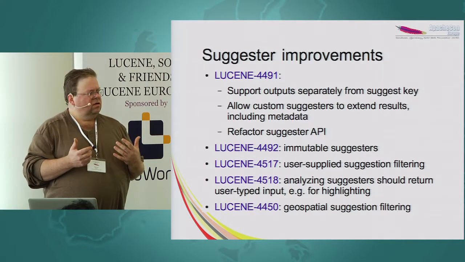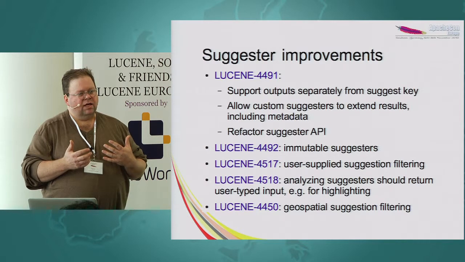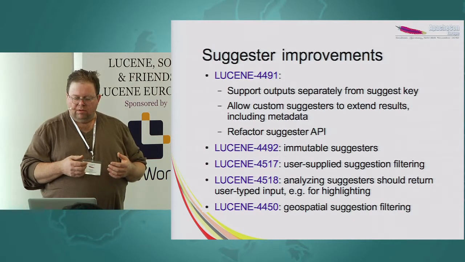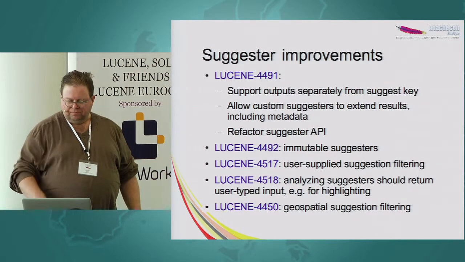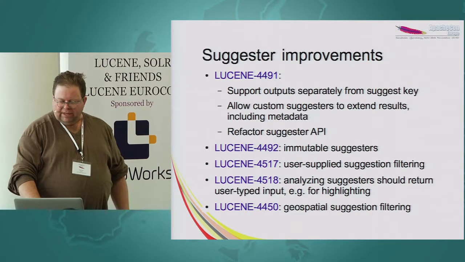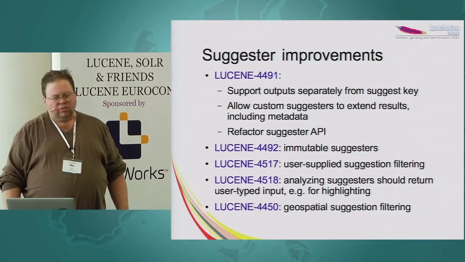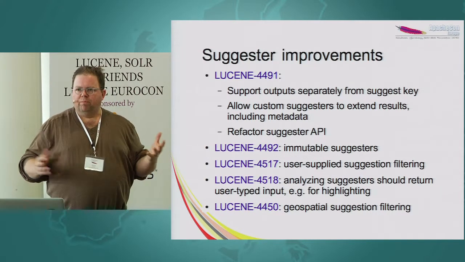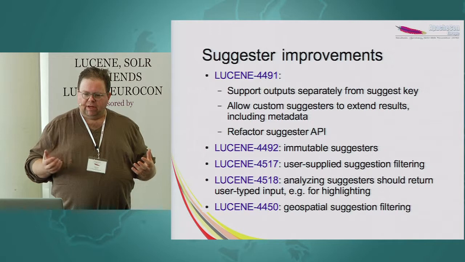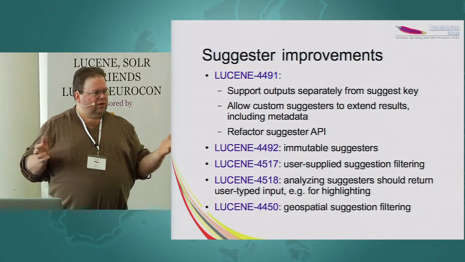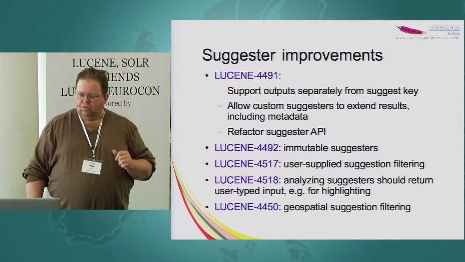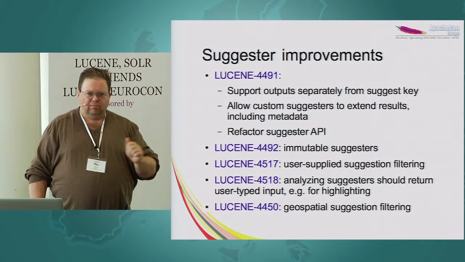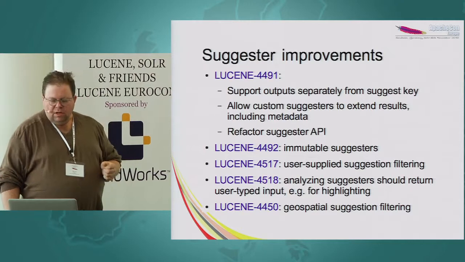I think the idea is that once a suggester has been built, it isn't going to be modified, and as a result, there are some optimizations that can be performed to make it work better. 4517 allows for user-supplied suggestion filtering. So if, for example, you wanted to filter for a particular category over some large set of things, so you didn't want to have a separate suggester for different types of products, this issue would allow people to supply an arbitrary function which would look at the thing being suggested and then yay or nay whether it should be suggested.